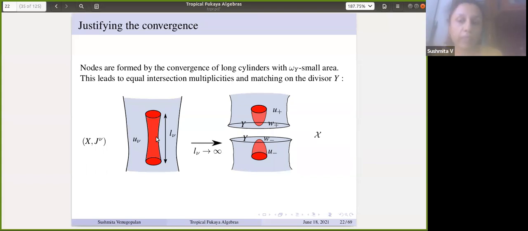Intuitively, why do we get this matching condition? It's because nodes are formed by the convergence of long cylinders with small area. So since both sides are coming out of the same cylinder, they asymptote to the same point on the relative divisor and have the same winding number around the relative divisor.